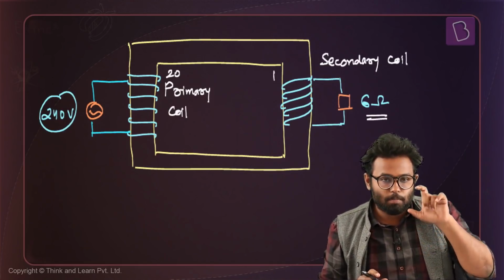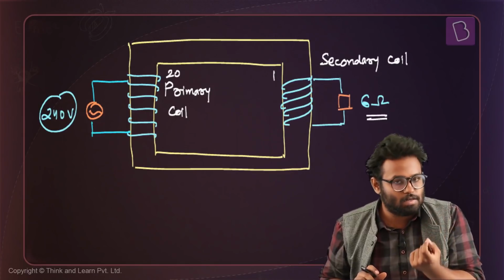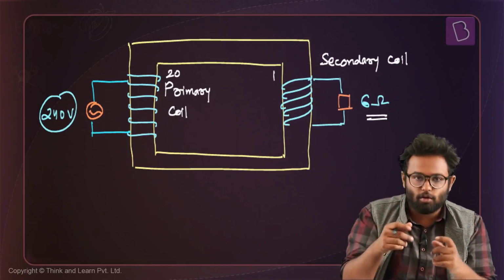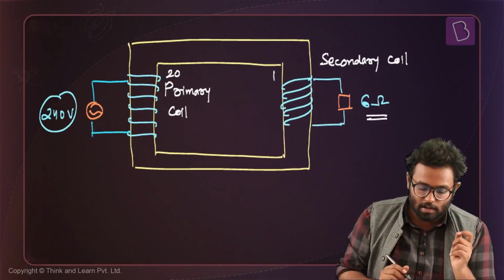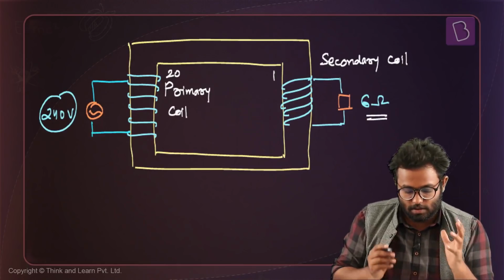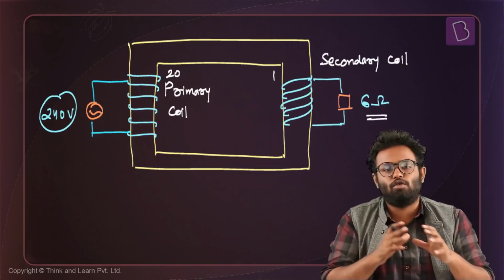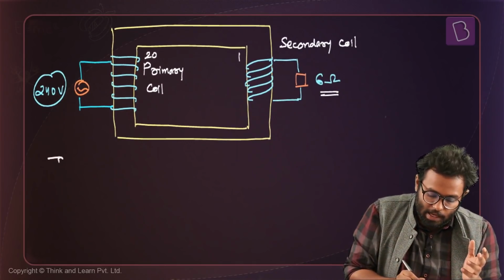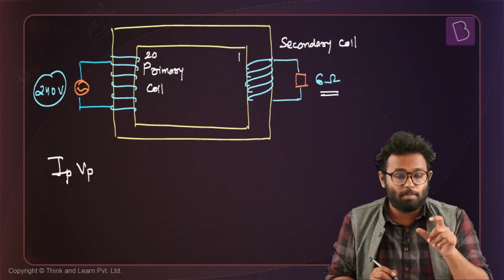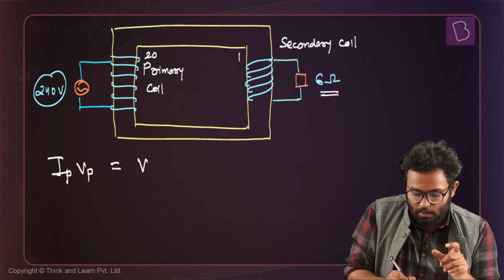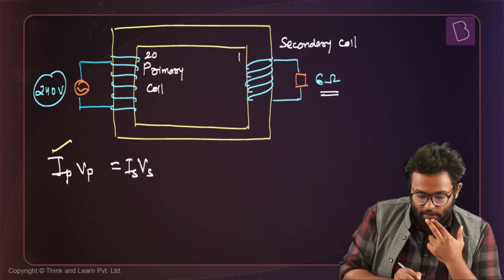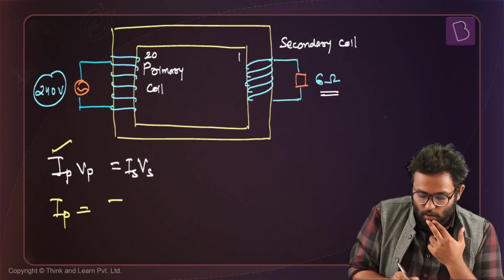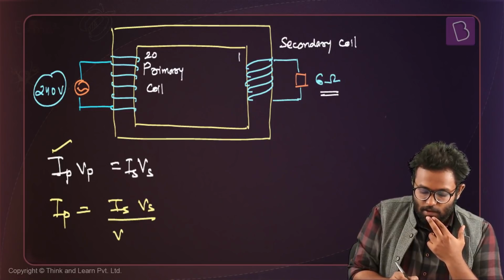Now I know the EMF in primary, but I don't know the resistance in primary, right? I know the resistance in secondary, but I don't know what is the EMF in the secondary. So how would I do this? Okay, I know that this is a 100% efficient system. So it means that power in the secondary must be equal to the power in the primary. So IP times VP, which is the power of the primary, must be equal to the power of the secondary, which is IS times VS. Okay, this is one thing I know. Now IP is what I have to find out. So IP I can write as equal to IS VS by VP.